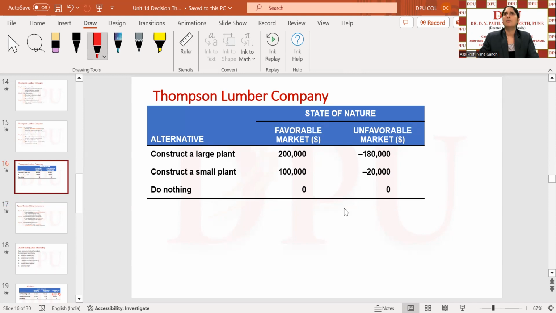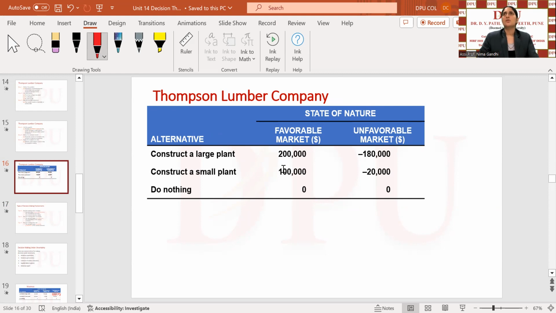You are very sure that the market will remain favorable for your product, and you have to take a decision among these three alternatives. If you are sure that the market will remain favorable, then definitely you will go for the construction of the large plant. So you are taking a decision under certainty here. You're not considering the unfavorable market part. So you are sure about the outcome of your alternative, and that time you are taking a decision under certainty.